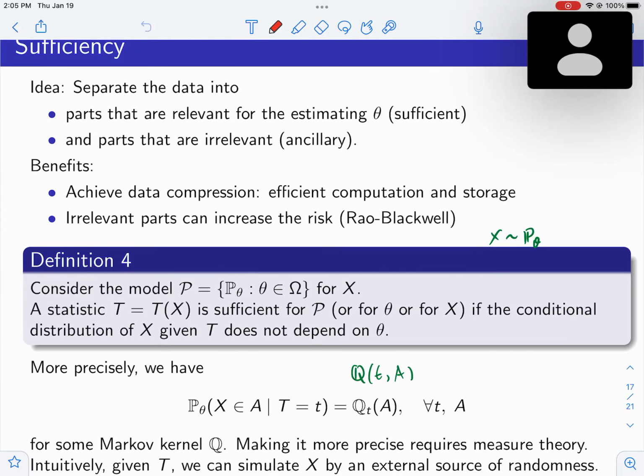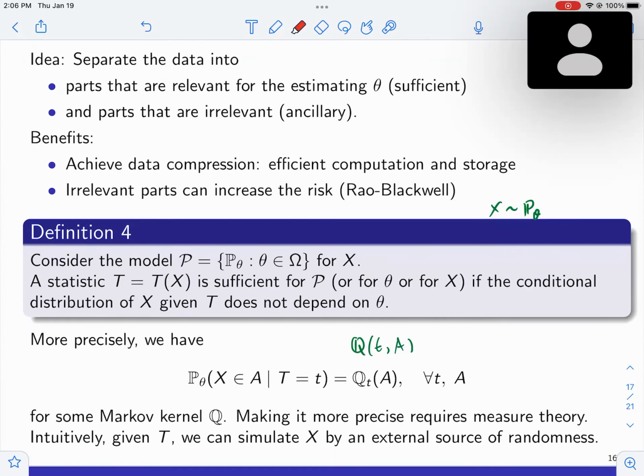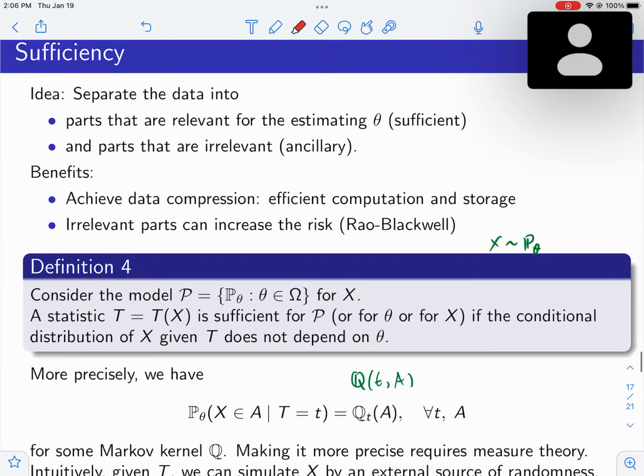So what we came up with is this notion of sufficiency, which is saying that if you have a model, which is a parametric family of probability distributions for X, the statistic T of X is sufficient for P, or for estimating theta, if the conditional distribution of X given T does not depend on theta. And so what this is saying is that if I have T, basically I can simulate equivalent data from the distribution without knowing the parameter. And so everything that I can do with X, I can do with T, basically.